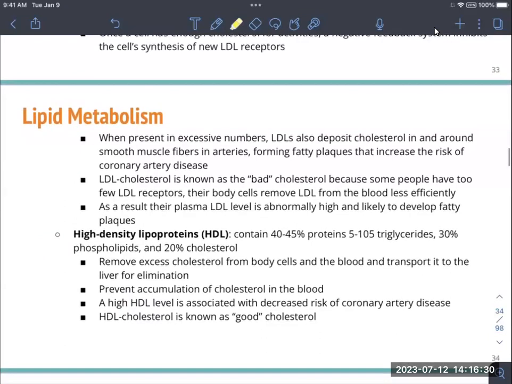If we have too much of these low density lipoproteins, they can start to deposit cholesterol around smooth muscle, around arteries. So we're starting to deposit fat in different areas of the body, just trying to get rid of it somewhere. This is where we can form fatty plaques in our blood vessels that can cause coronary artery disease. Since these LDLs will deposit bad cholesterol anywhere they feel like in the body, they are known as the bad cholesterol because they don't have a cell to take it to. They will just take it wherever they feel like and dump it.